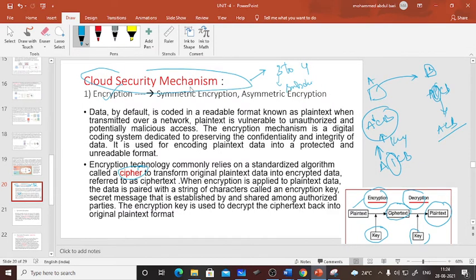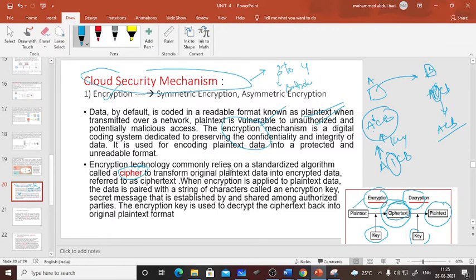Adding is known as encryption, removing is called decryption, and the method is called ciphertext. Data is by default coded in plain text, but when it is transferred on a network, it is very vulnerable. An unauthorized person can access it. So to prevent that, we use an encryption mechanism. There are different mechanisms, like digital coding and other methods. We are going to see the different methods.